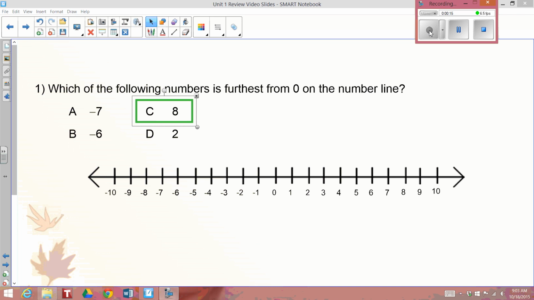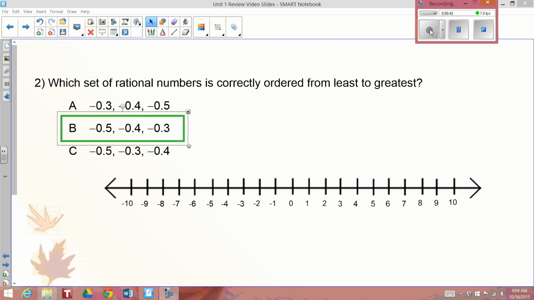Which of the following numbers is furthest from 0 on the number line? Well, the first thing that comes to my mind is absolute value. All I need to do is find the absolute value of each one, and that will tell me how far away from 0 it is. Or I could draw a number line and just plot the numbers and count how many spaces away from 0 it is. And as you can see, positive 8 has the greatest distance from 0 of any of the other choices.